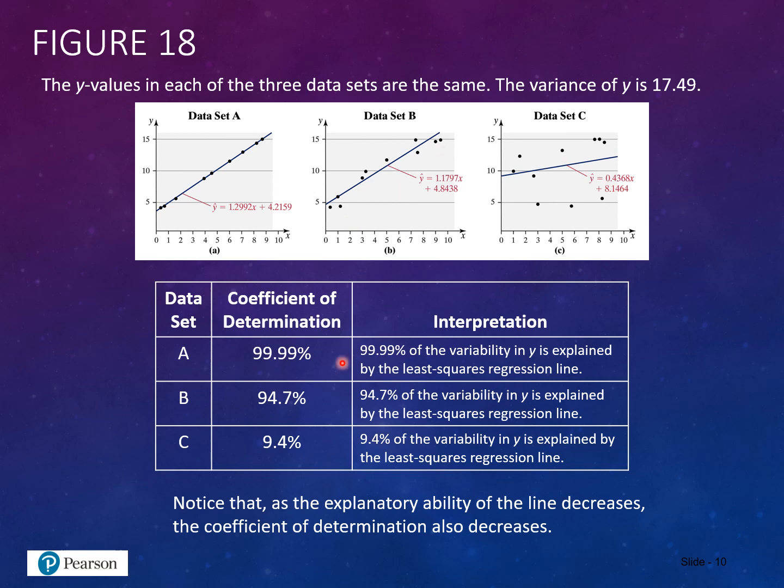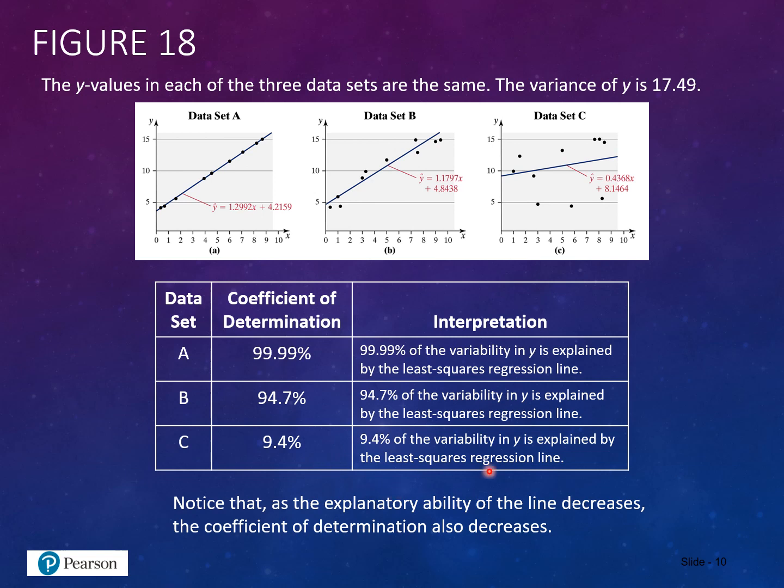And you can see here that the coefficient of determination drops down to 94.7%, or just under 0.947. And then finally, the last data set, C, you can see is all over the place. This really does not fit a linear model. And you can see that the coefficient of determination is really low. It's at 0.094 or 9.4%.